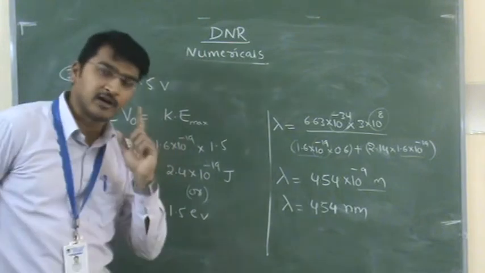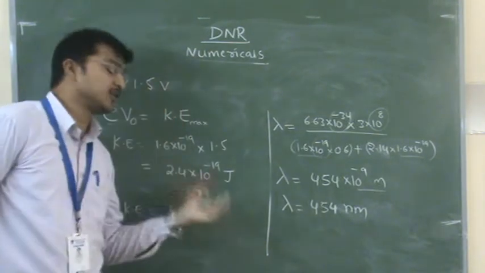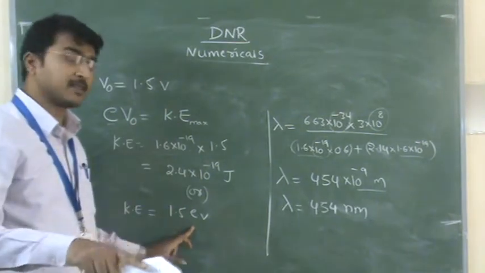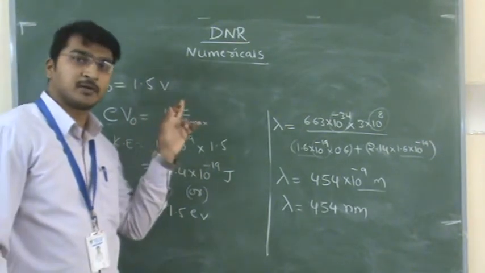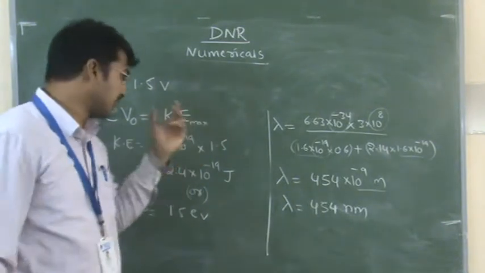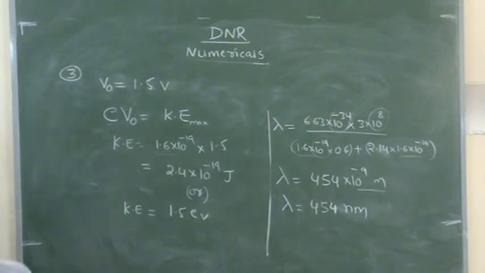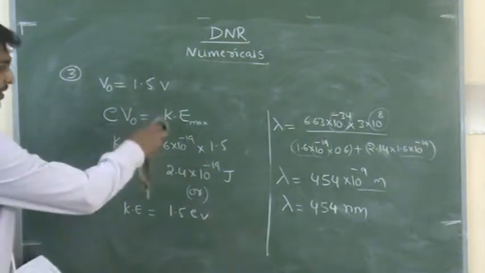So the numerical value is the same, only the unit changes. One is potential, the other is energy. So multiply the stopping potential with the electron charge, and you will get the kinetic energy. Make a note of it: eV naught is equal to kinetic energy. This is a simple formula.